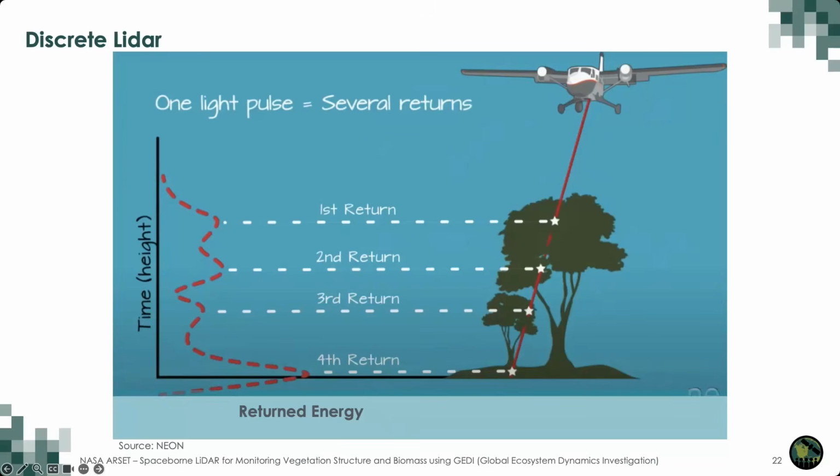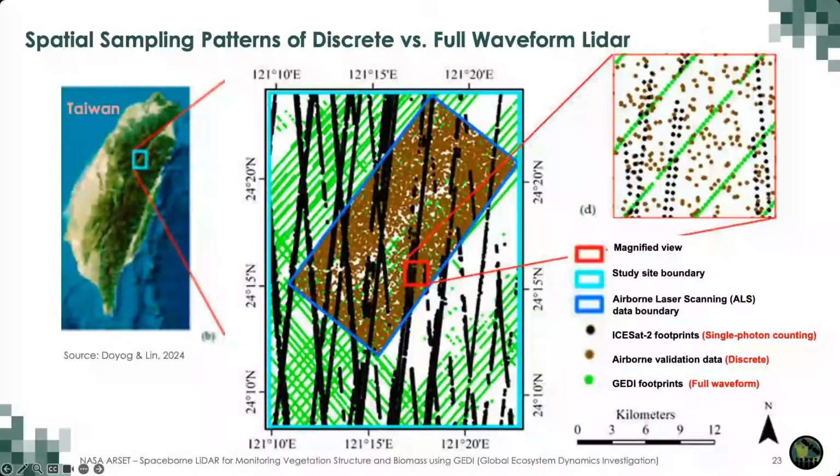The last returns are especially important for detecting the ground, where you can see there may be 1 to 5 returns. And here in this schematic, we can see that the 4th return corresponds to what's called the ground return. Now let's discuss some differences in terms of the spatial sampling patterns of discrete versus full waveform LiDAR.